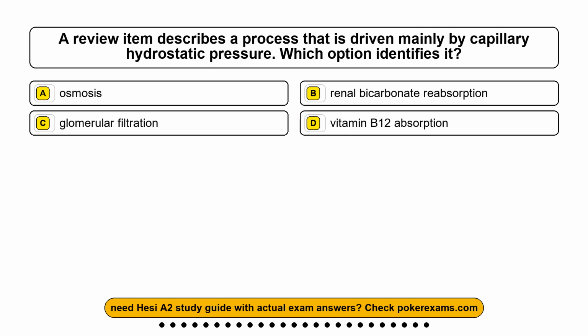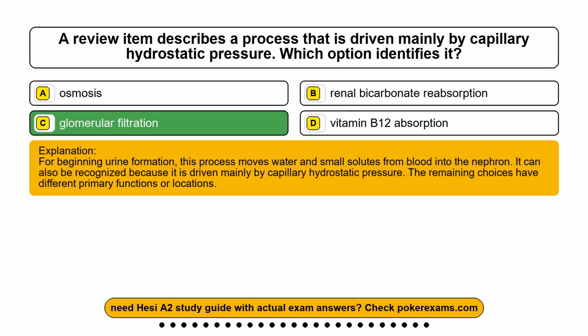Question 14. A review item describes a process that is driven mainly by capillary hydrostatic pressure. Which option identifies it? Option A, osmosis. Option B, renal bicarbonate reabsorption. Option C, glomerular filtration. Option D, vitamin B12 absorption. The correct answer is option C, glomerular filtration.